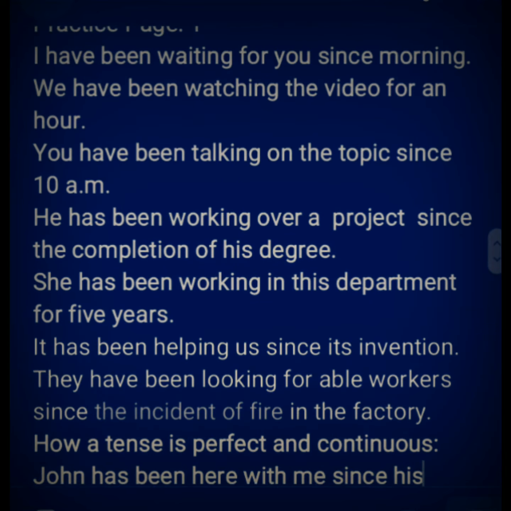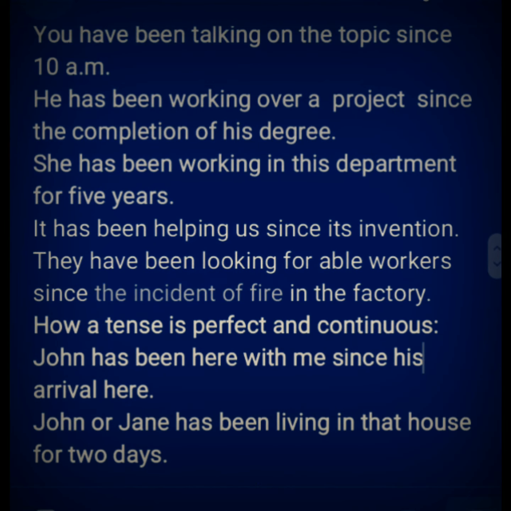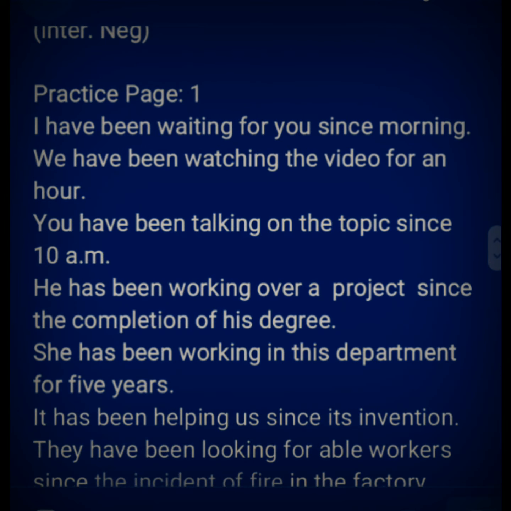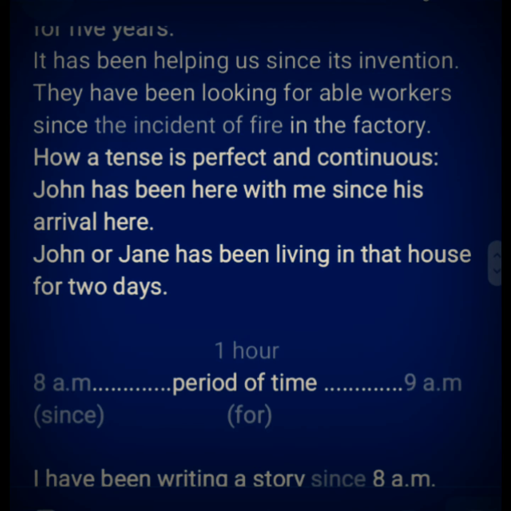And in the first sentence, morning is the point of time, since morning. For a point of time we have to use since, and for a period of time we have to use for as prepositions. Okay, so then how is a tense perfect and continuous? You must understand this thing.